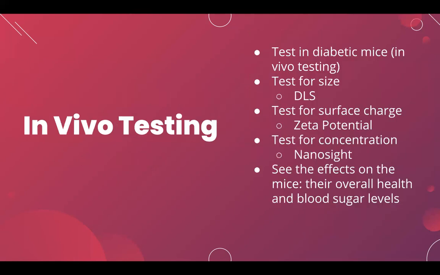After in vitro testing, we would conduct in vivo testing. So we would test this nanoparticle in diabetic mice. Again, you would test for the size using the DLS, the surface charge using zeta potential, and concentration of the drug using nanosite. You would see the overall effects on the mice, how has their health been affected, and of course, their blood sugar levels.